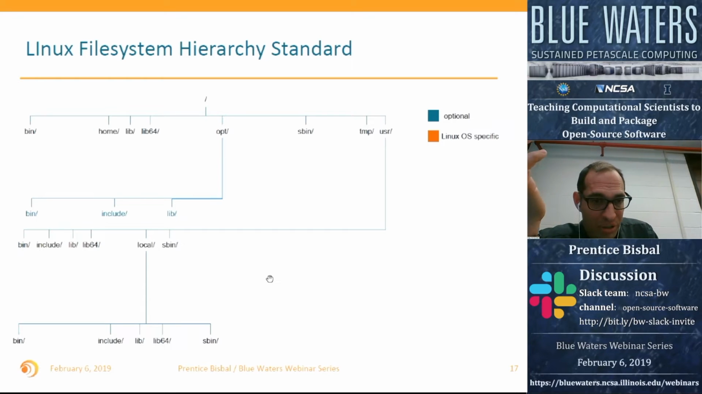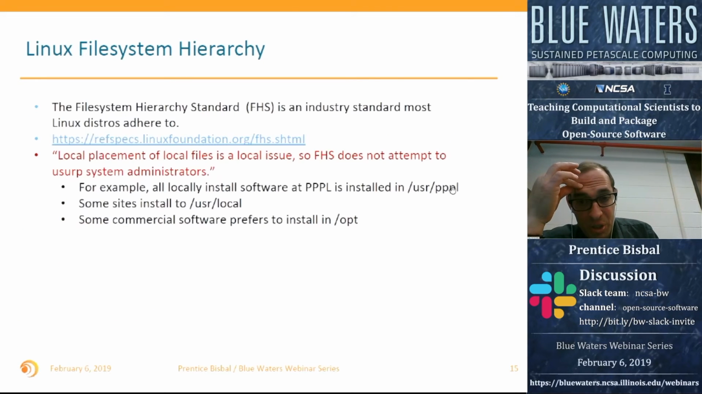Now, even though they're standards, I can't emphasize this enough: there might be site-specific locations in your environment that you need to check. For example, if I go back to this slide, I typically install software in /usr/pppl. That's our custom here at the Plasma Physics Lab, and I've seen other places use a similar convention. That's not explicitly stated in the file system hierarchy standard, but the standard explicitly says we allow that sort of thing.